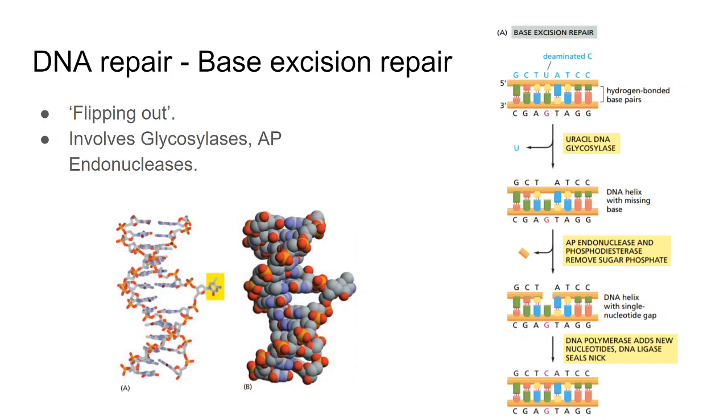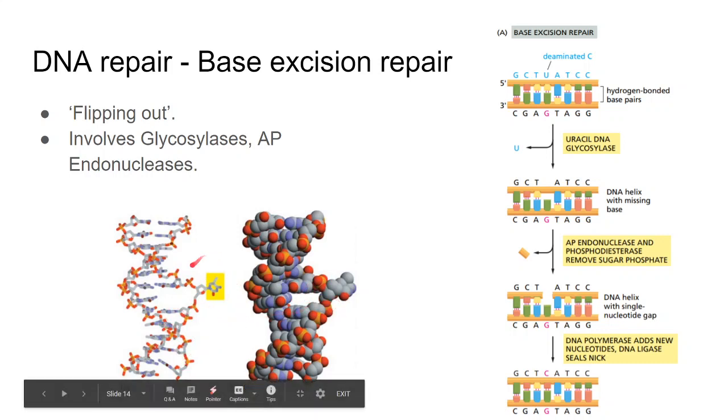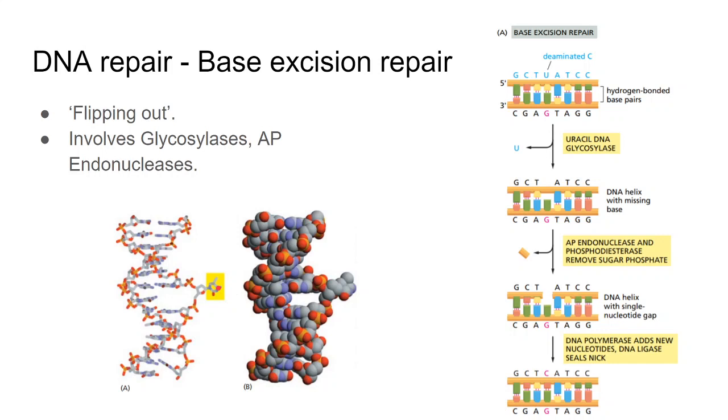Right now, I just want you to focus on the process. The names are not very important. I want you to understand the basics of them first. It works in a flipping out manner. So how does it check where the error is? It does that by flipping each base out. This is just one base which has been shown flipped out. All the regular bases are base paired towards the center. One of them is flipped out and checked. That's how it checks.